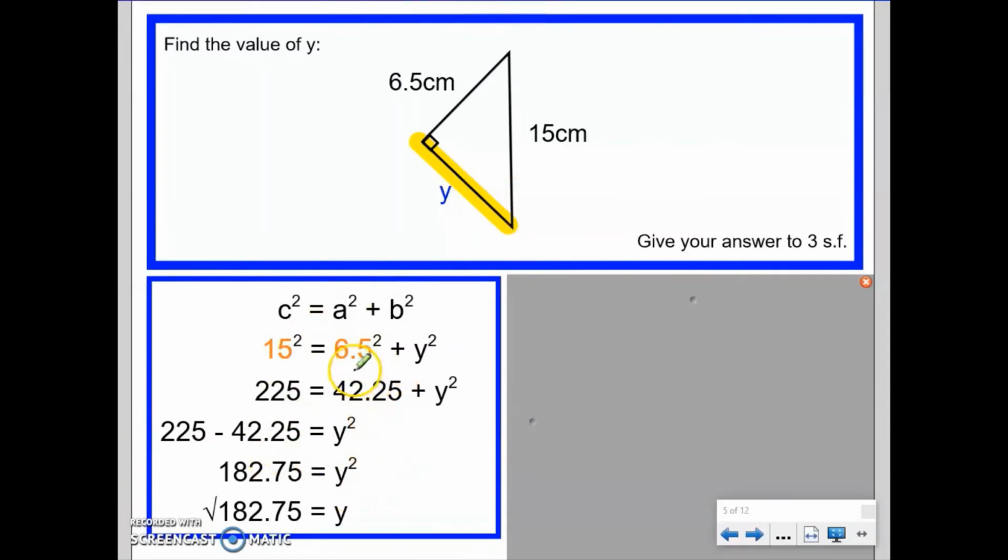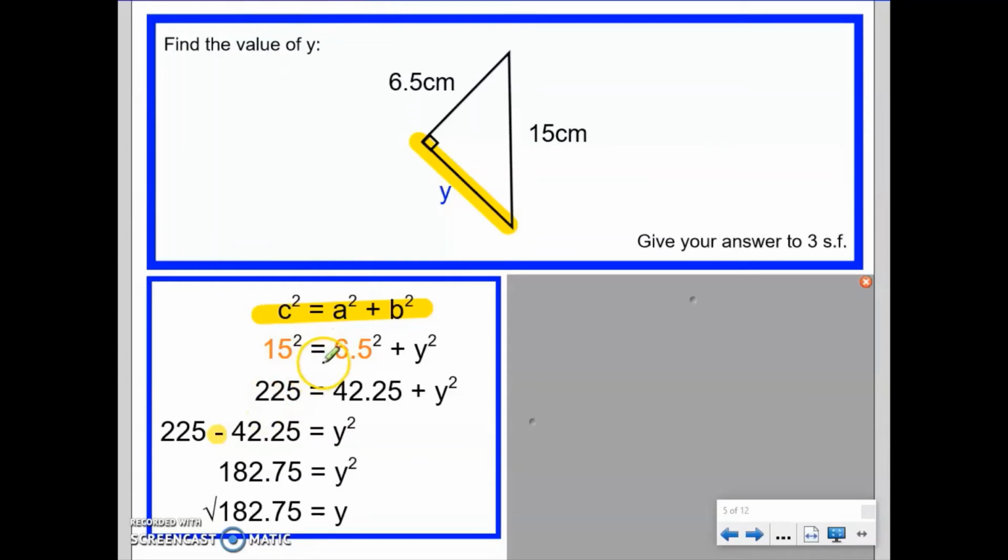My working out looks like this this time. I still start with C squared equals A squared plus B squared. I substitute in my C value, which is 15, my hypotenuse. I substitute in my A value, which is 6.5. And I also substitute in y, which would be my B value in this question. Notice that we are working out a shorter side. So when we substitute in, they are on opposite sides of the equal sign, which means we are expecting to do a subtract later on in the calculation.